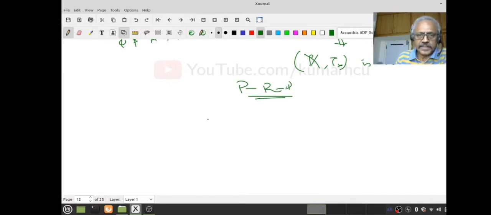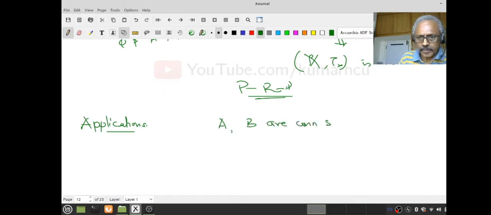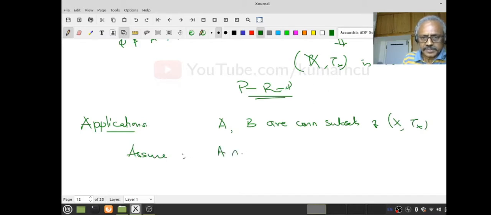Let us apply this result. So we will say applications of this thing. Suppose A, B are connected subsets of a topological space X. Assume that A intersection B is not empty. Then I want to say A union B is connected. This is the first application.